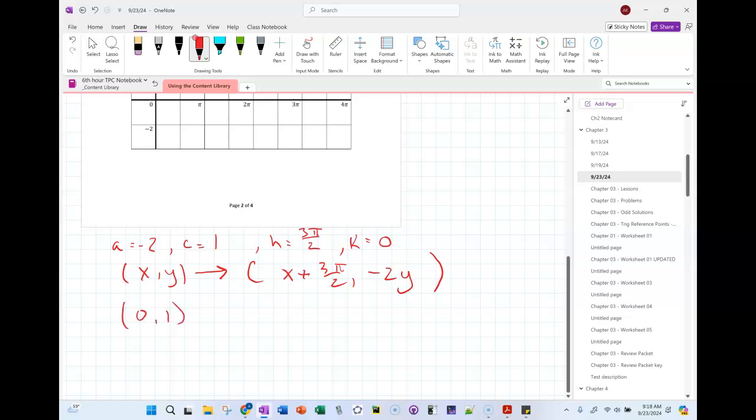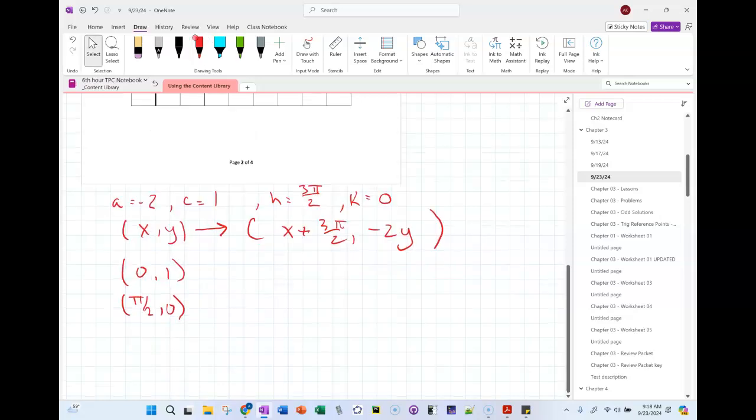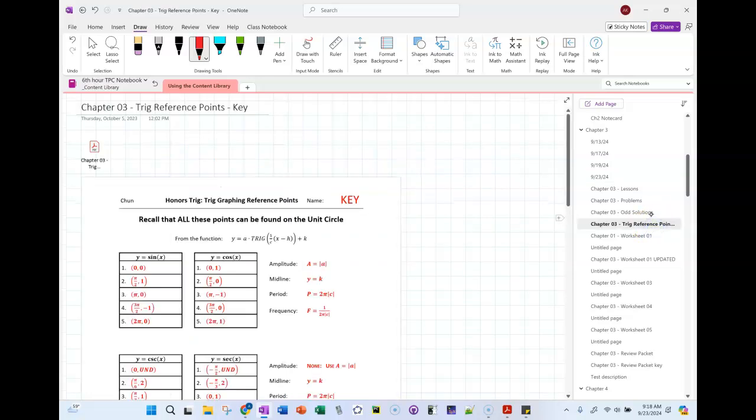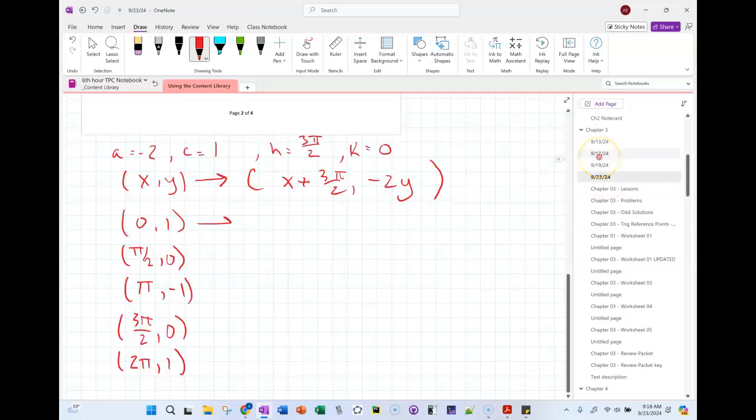My key points for cosine are the following. Where am I getting these things from, Mr. Kulik? Yeah, I'm looking at my reference points chart for cosine. So we go and we do this.